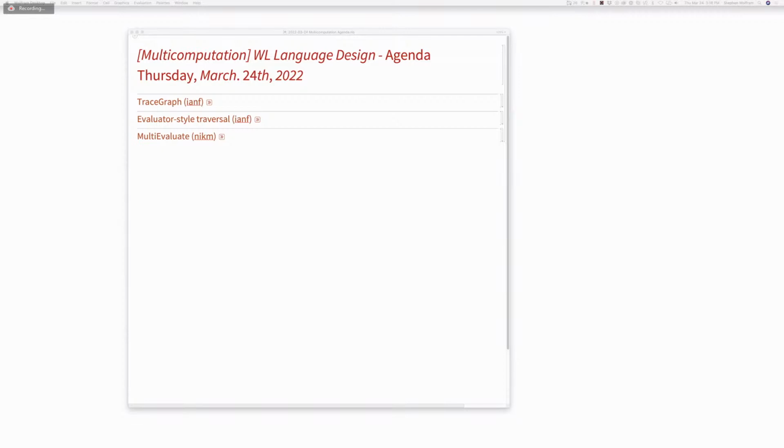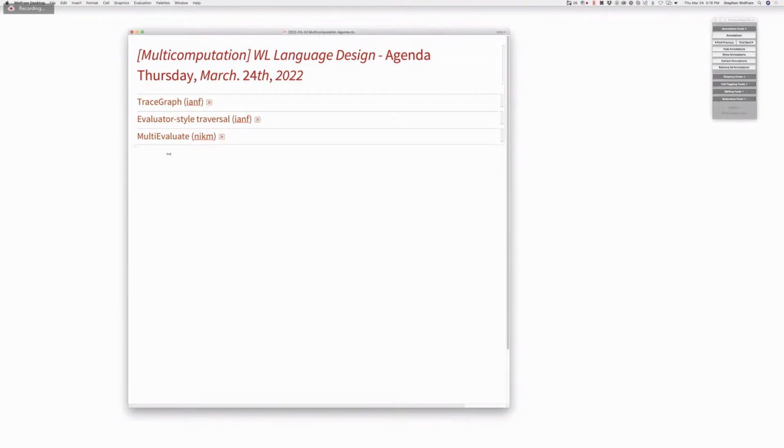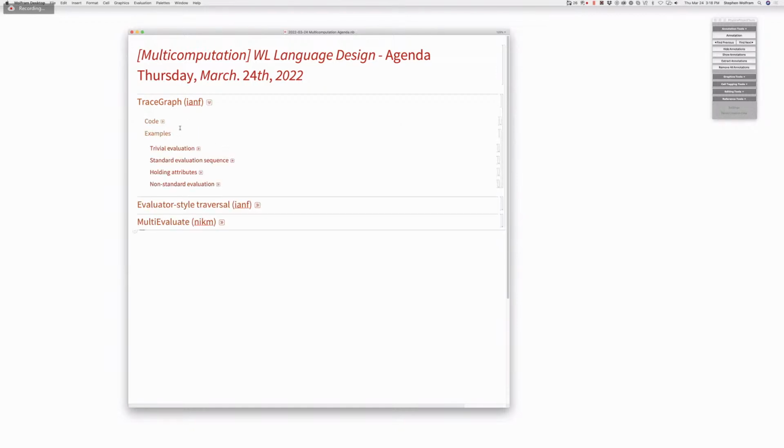Hi, everyone. This is another episode in the story of designing multi-computation capabilities in Wolfram Language. Let's see what we started off with: TraceGraph, which we talked about last time. Is this new material for TraceGraph? Yep. Last time TraceGraph didn't work in all situations, and now it does.